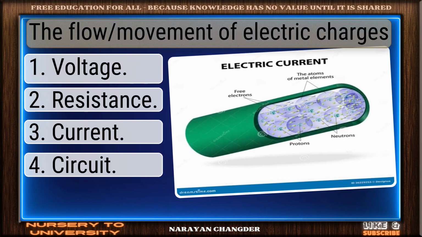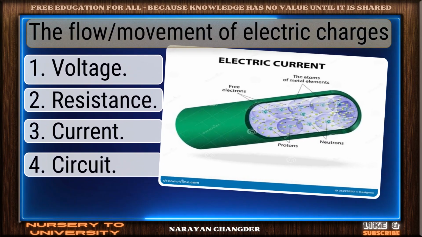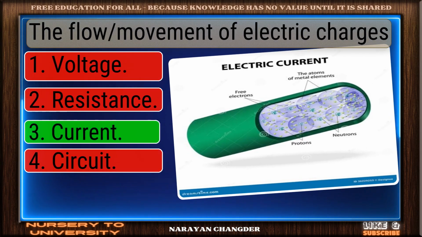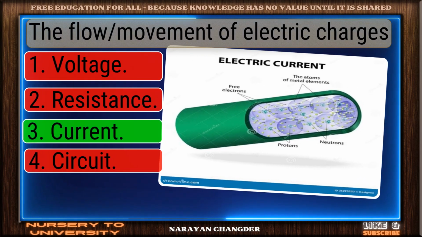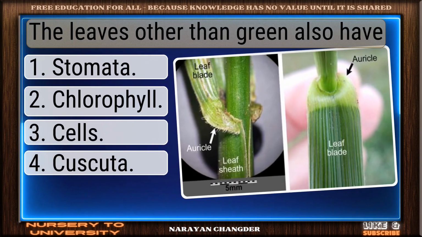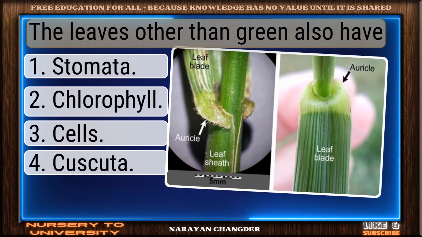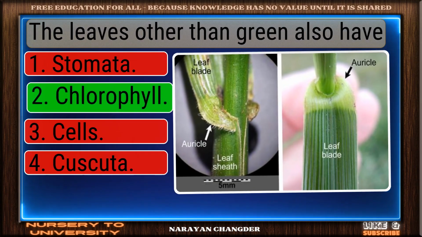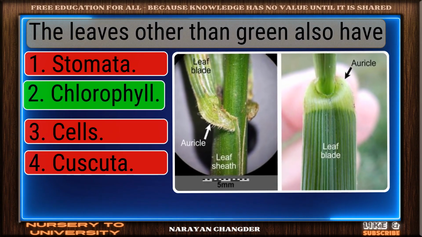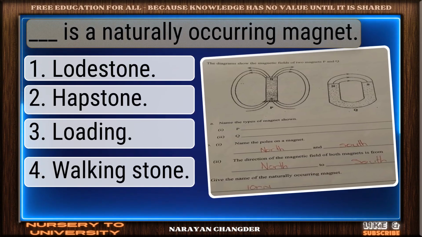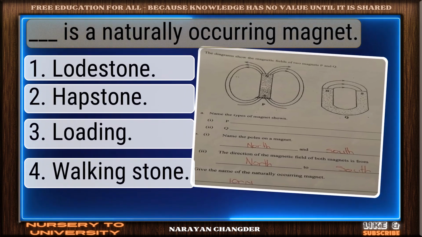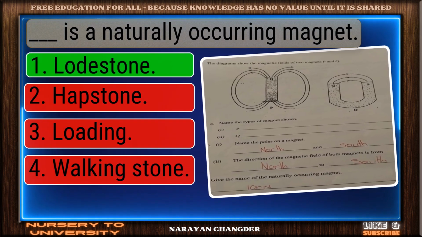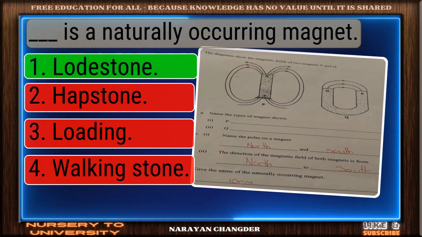Question number 181. The flow movement of electric charges. Great job. Current is the accurate answer. Question number 182. The leaves other than green also have. Good thinking. Chlorophyll is the right answer. Question number 183. Dash is a naturally occurring magnet. Excellent choice. Lodestone is the right answer.